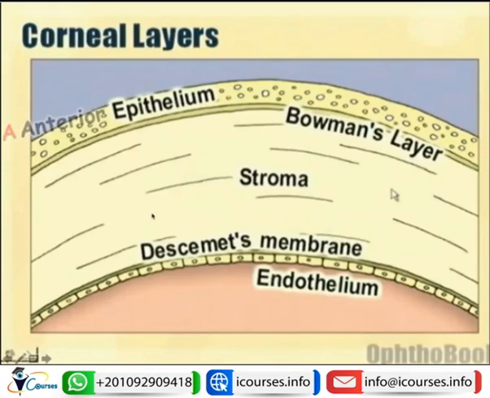So you can remember them like: anterior epithelium, Bowman's membrane, central stroma, Descemet's membrane, and the endothelium. So it is A, B, C, D, E. Anterior epithelium, Bowman's layer, all the thickness is formed by the central stroma, finally the Descemet's membrane, and then the endothelium. So in the exam, you are asked about the details of every one of these layers.